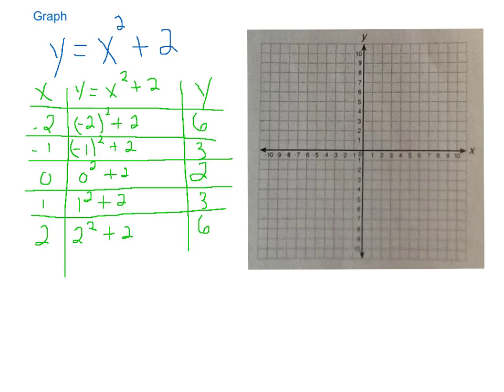So now I'm going to take these points and graph them on the coordinate plane over here. So negative 2, 6. We have a point here. Negative 1, 3. Point there. 0, 2. 1, 3. And 2, 6.